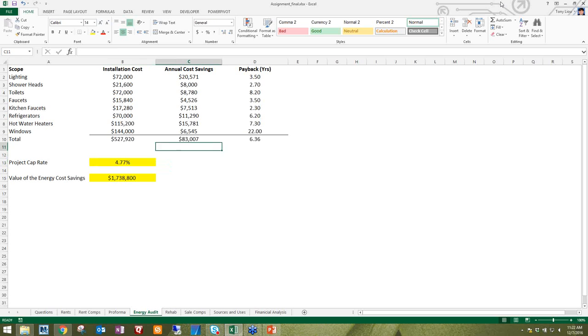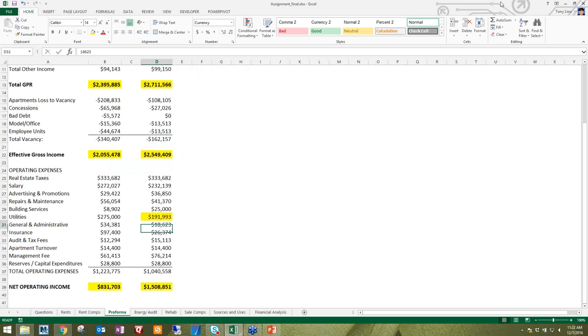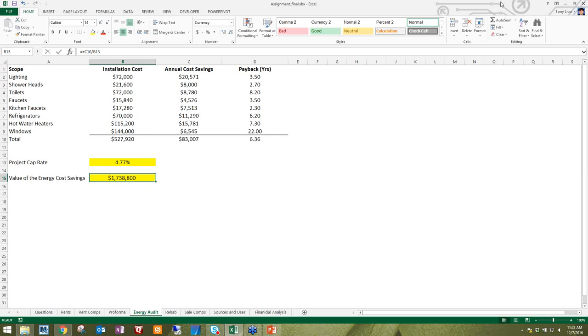So once again, annual cost savings will decrease the expenses, which we see here, right? So it went from 275 down to 191. So our NOI went up by about $60,000 from that event alone. And based upon a cap rate methodology of valuing real estate, which is taking the NOI and dividing by the cap rate, we discovered that, hey, this is worth $1.73 million.